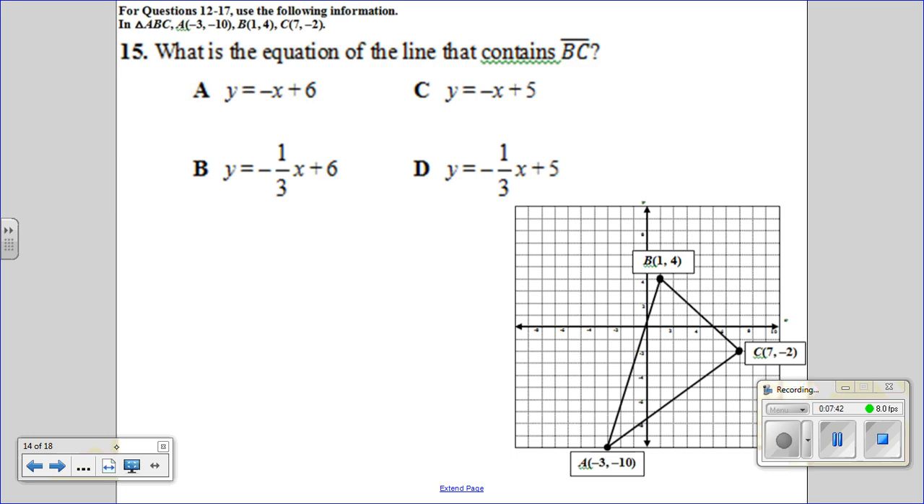What is the equation of the line that contains BC? To write the equation of a line, you need to know the slope and you need to know the y-intercept. So we got to get the slope of BC first.